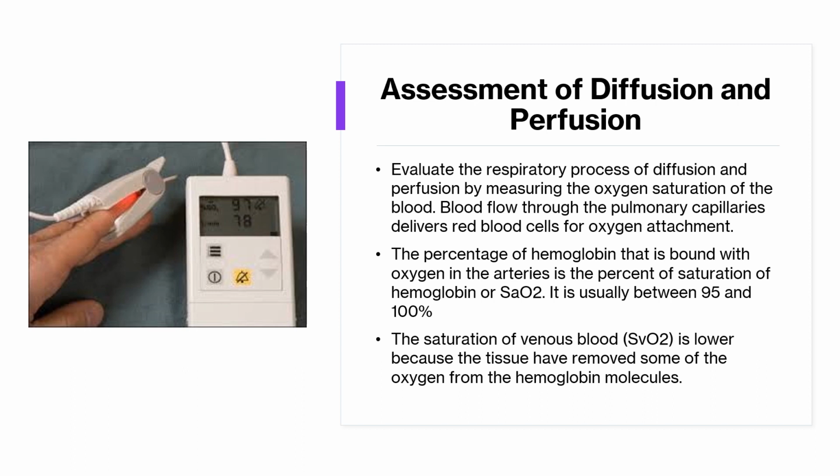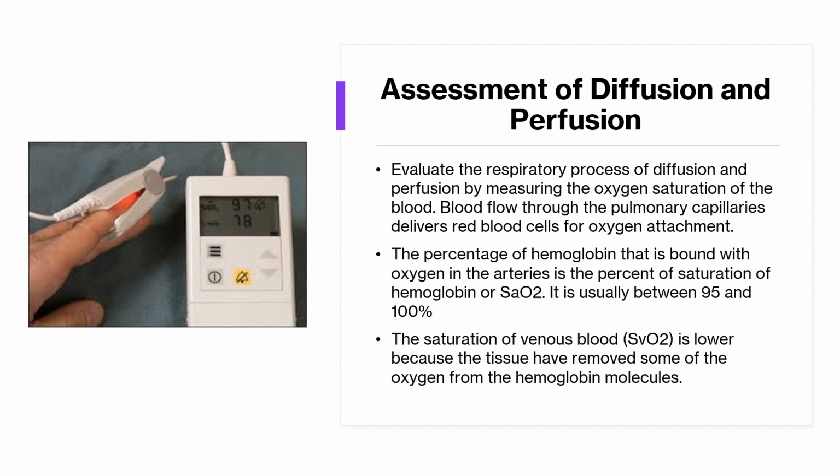So the percent of hemoglobin that is bound with oxygen in the arteries is the percent of saturation of hemoglobin, or the SaO2. It is usually between 95 and 100%. It is affected by factors that interfere with ventilation, perfusion, or diffusion.